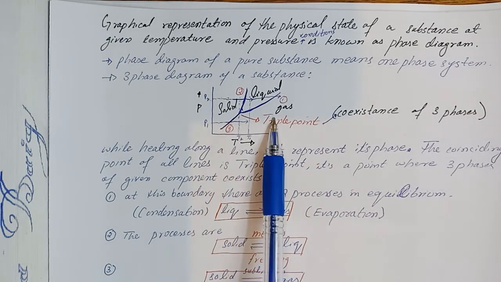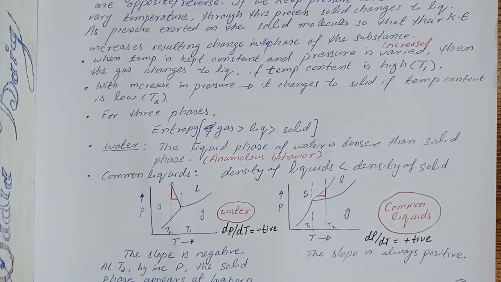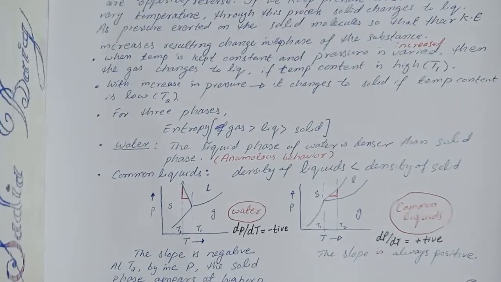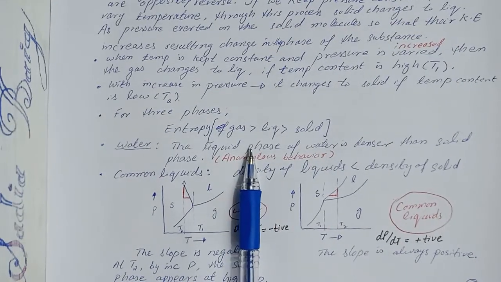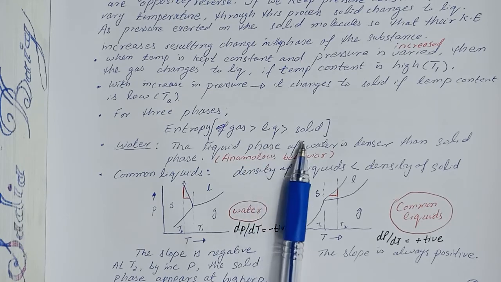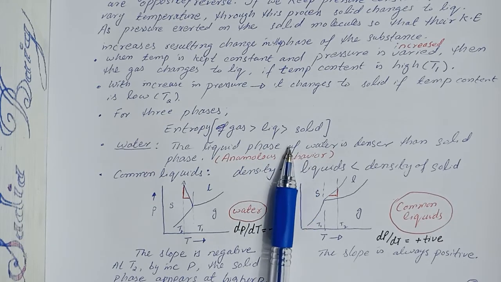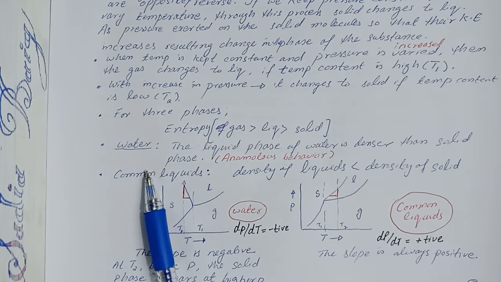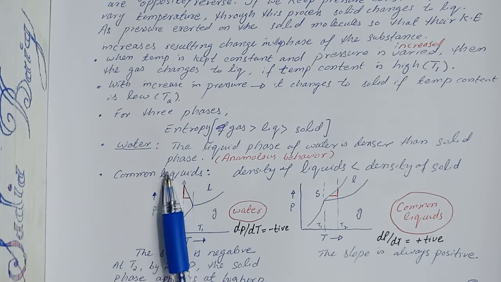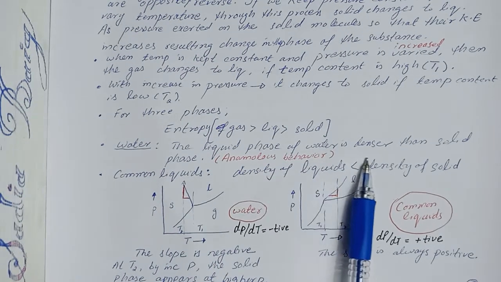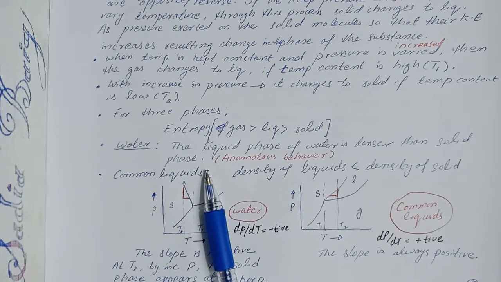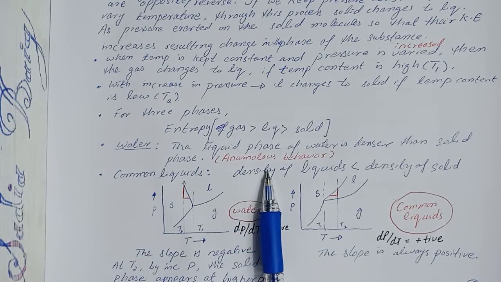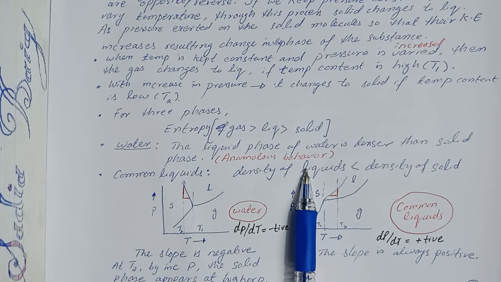And for the three phases the entropy is different. The entropy of gas is highest, intermediate for the liquid phase, and lowest for the solid phase. Now let's discuss the different phase diagrams, one for water and the other for common liquids. For the case of water, the liquid phase is denser than the solid phase. That anomalous behavior is due to hydrogen bonding.